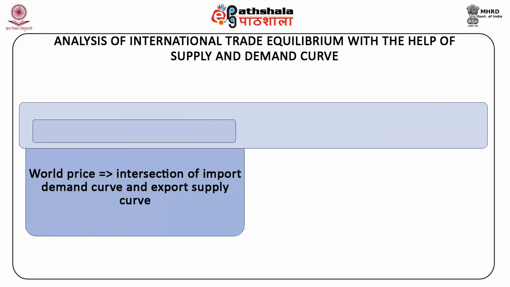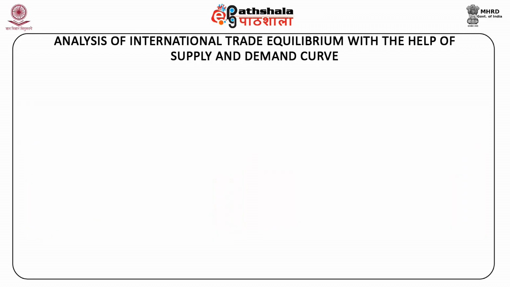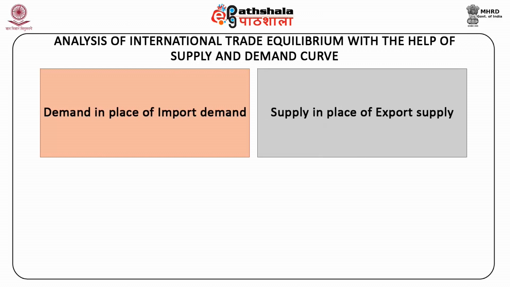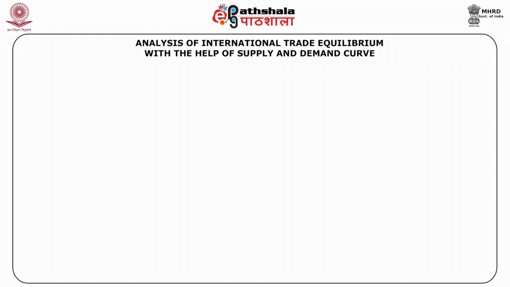The world price is determined by the intersection of the import demand curve and export supply curve. At the point of intersection, import demand by one nation is equal to the export supply by another nation. For simplicity, we have used demand in place of import demand and supply in place of export supply. The partial equilibrium analysis is based on the use of supply and demand curves of the traded commodity. We will understand the partial equilibrium analysis of the two nations and one commodity case with the help of the diagram.